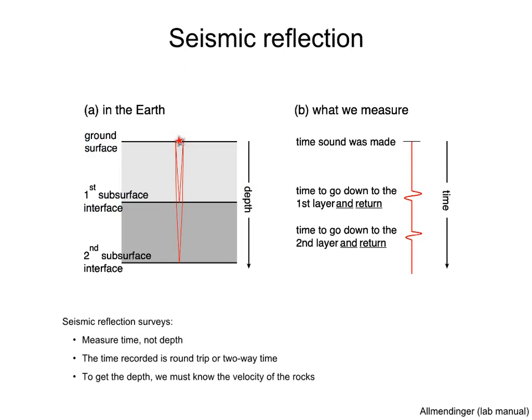In this example with two layers, there are two reflections. The first one at the time it took the wave to go down to the first layer and return. The second one at the time it took the wave to go down to the second layer and return. Therefore, seismic reflection surveys measure time, not depth. The time recorded is round-trip or two-way time. And to get the depth, we must know the velocity of the rocks.